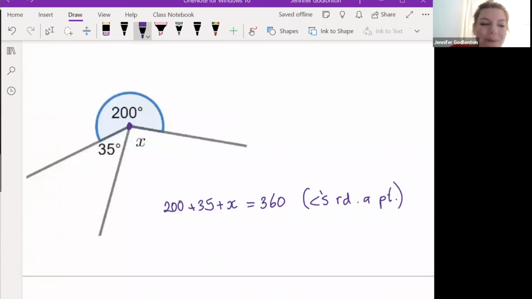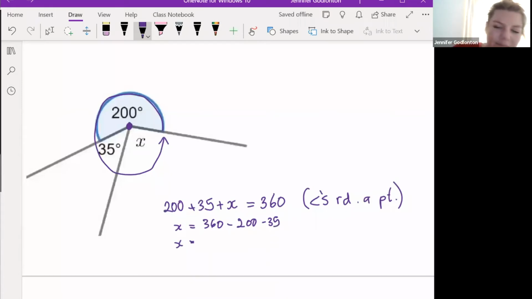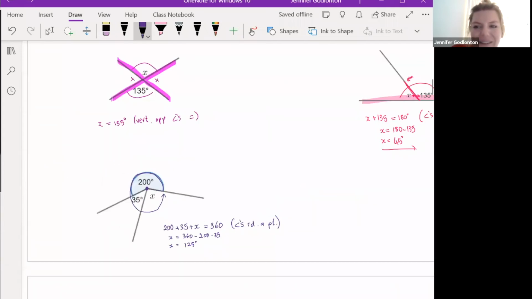Okay, so when we have a point like this, when we have a full revolution, all of these angles added together have to give us 360 degrees. So we're going to add the 200 plus the 35 plus the X, and that has to give us the 360. Okay, so then I'm going to say X is equal to 360 minus 200 minus 35. And what are we going to land up getting as our answer for X here? So we're going to have, there we go, nice, 125 degrees. Nice job, guys. Awesome. Okay, I'm going to zoom out a little bit so you can see these last three that we just did.